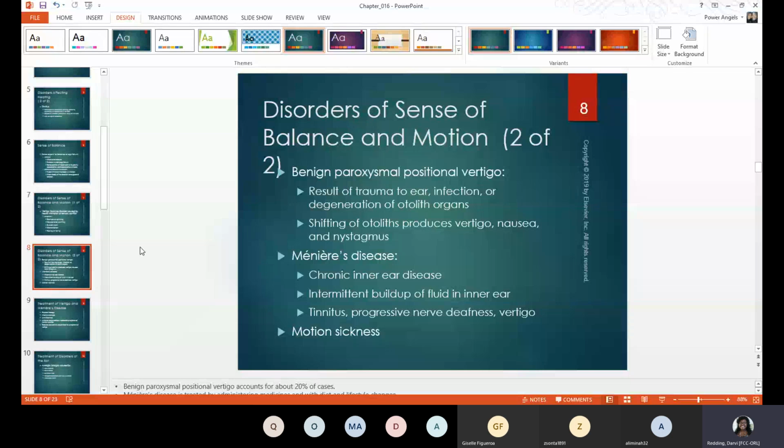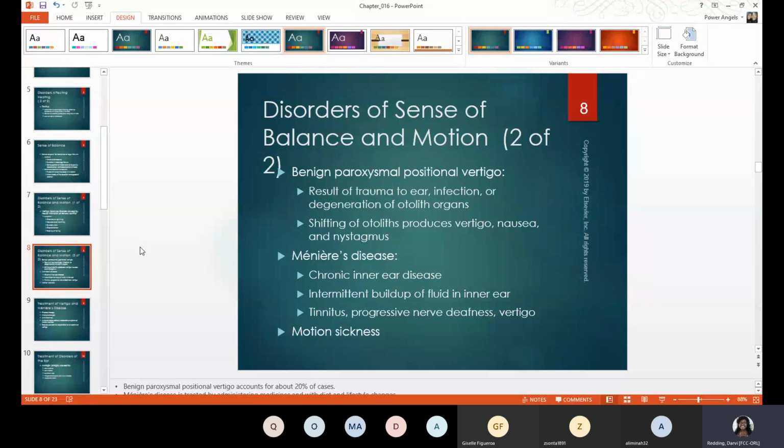And then you have Meniere's disease, and this is considered a chronic inner ear disease. It has an intermittent buildup of fluid in the ear. And then in the case of tinnitus, if it progresses, there is nerve deafness and vertigo.